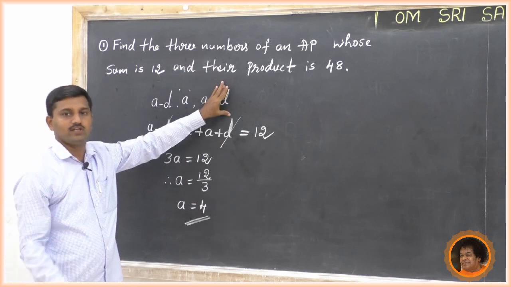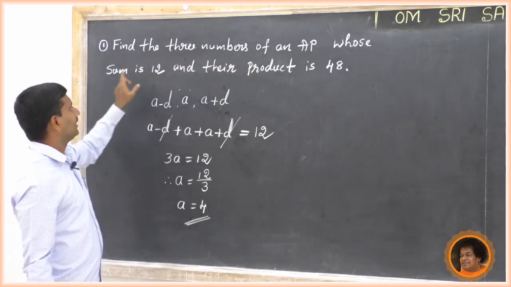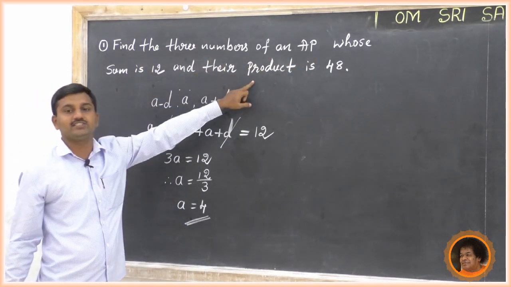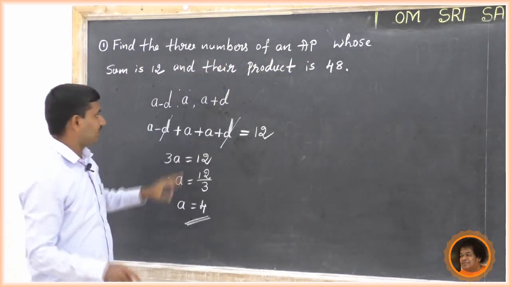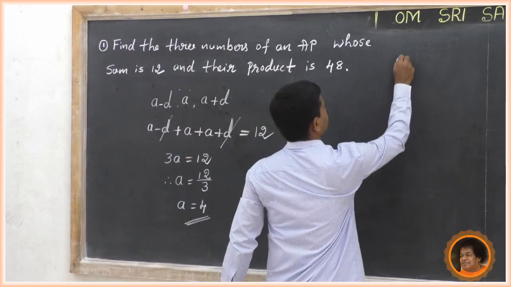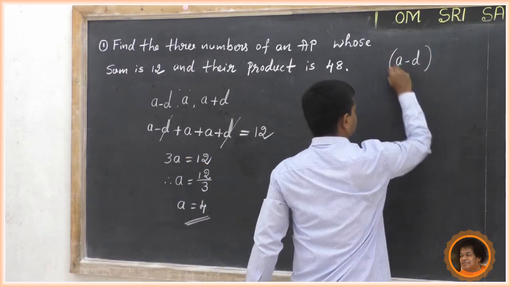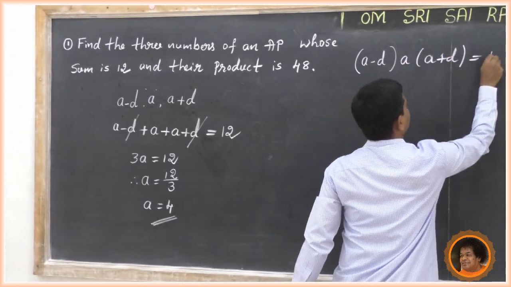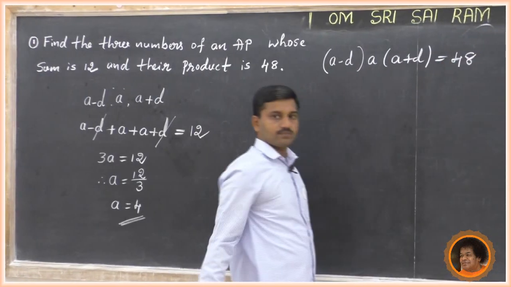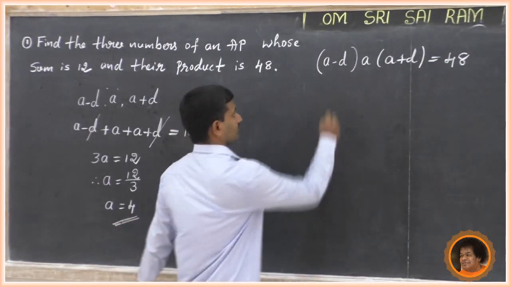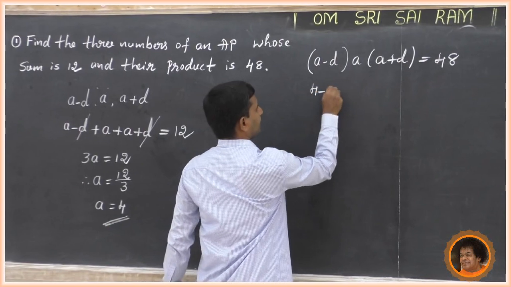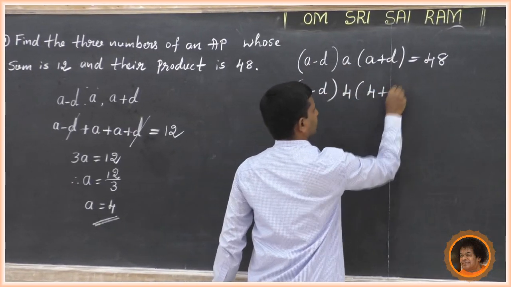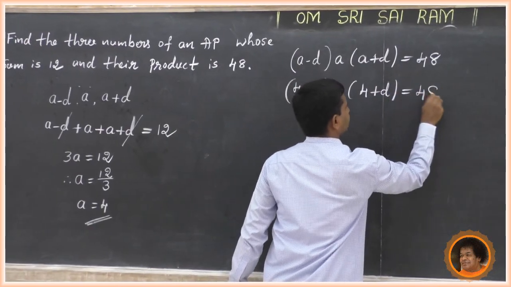We have to find the value of d with respect to the given condition. What is the second condition? The sum is 12 and their product is 48. So the product of the 3 terms, a minus d into a into a plus d, equals 48. What is the value of a? 4. Substitute the value of a: 4 minus d into 4 into 4 plus d equals 48.